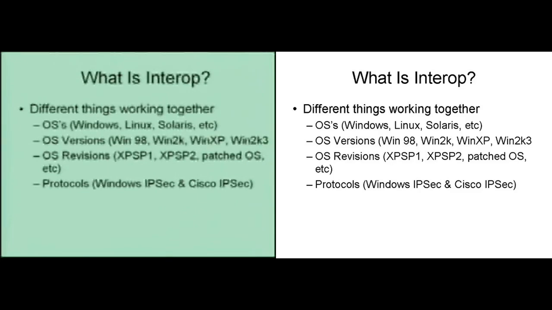What happens when Windows XP tries to talk to Windows 98? What happens when a Windows 98 machine needs to get a file off of a Windows XP machine? We also have interop test cases between different OS revisions. XP SP1 and XP SP2 are different. There's a huge amount of change that happened in that revision, and we have to do interop testing to make sure that that revision didn't break interoperability with the previous OSs.